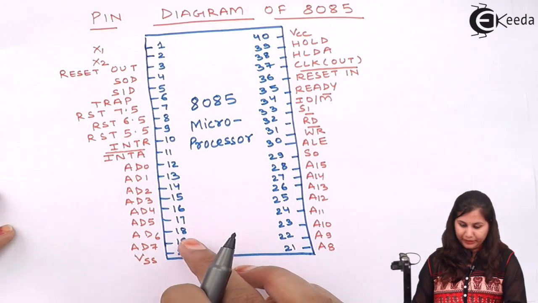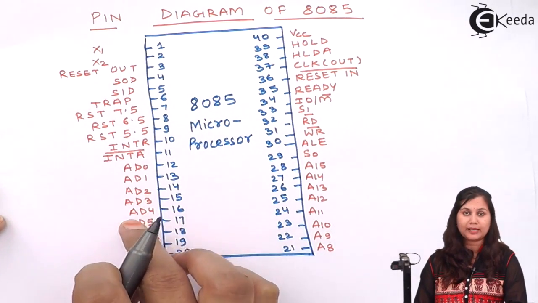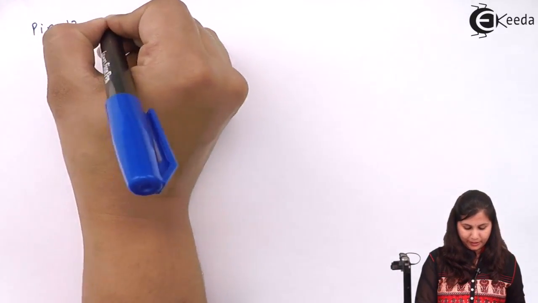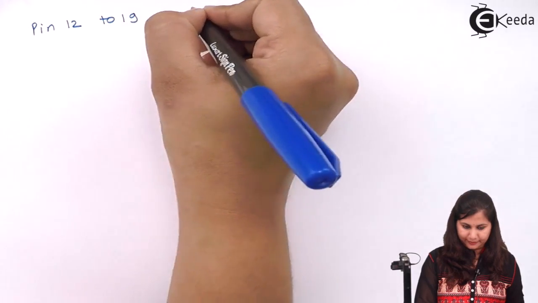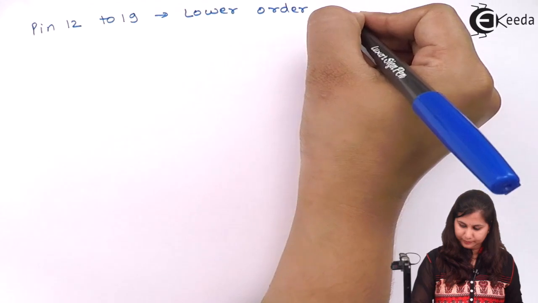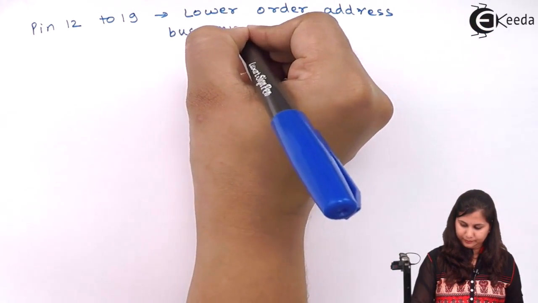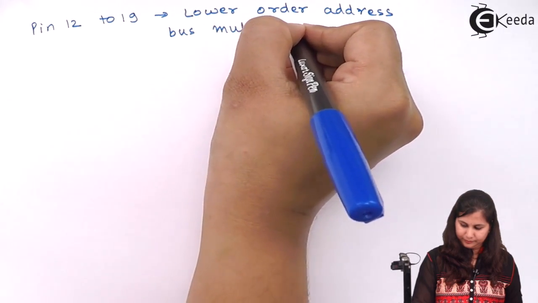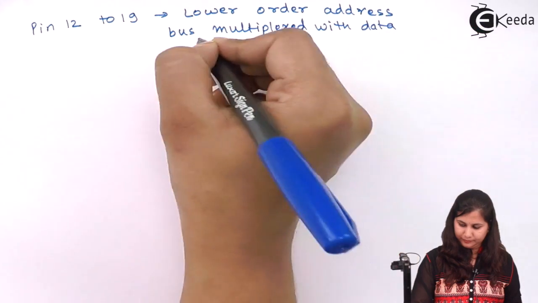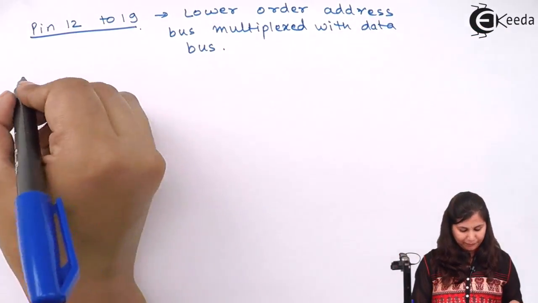Then we have pin number 12 to pin number 19. From pin number 12 to pin number 19, we have the address and the data bus, the lower order address bus multiplexed with the data bus. Pin number 12 to 19. Next we have pin number 20.